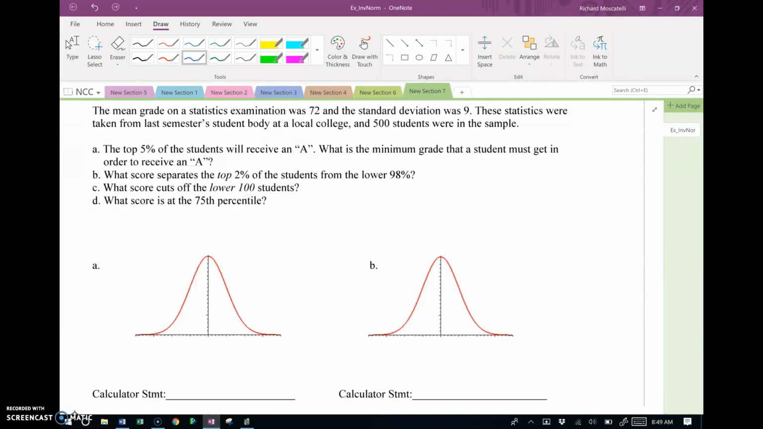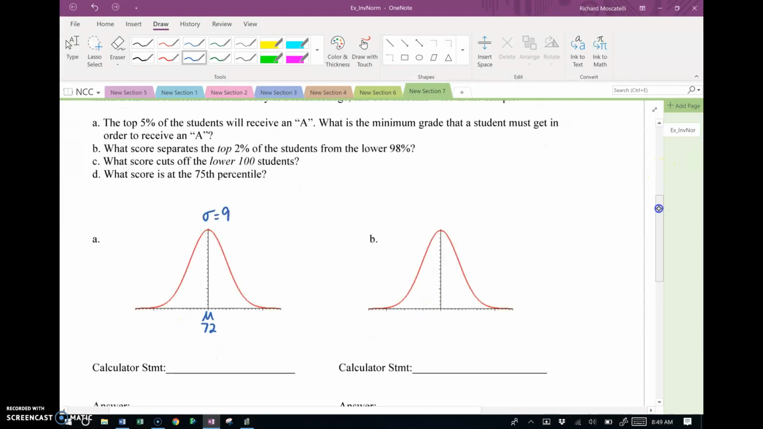All right, so remember that means whenever we draw the distribution, we're going to label the mean 72 and standard deviation 9. I like to put my standard deviation up top. It says these statistics were taken from last semester's student body at a local college, and 500 students were in a sample. All right, so that's a sample size there, as you can see.